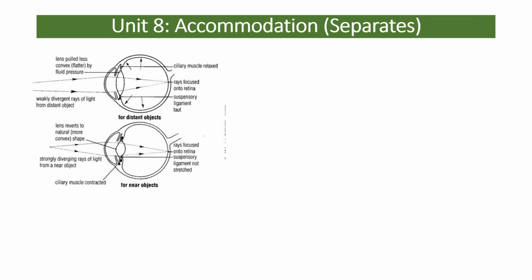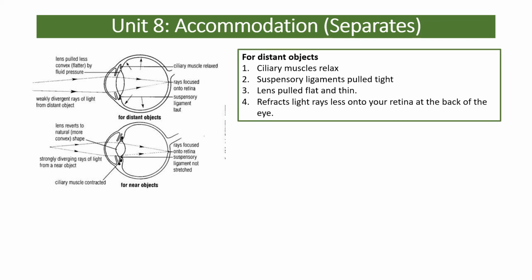So there's something called accommodation, which means how do our eyes change to look at near objects and far objects. So we start off with distant objects. You need to know these key things. So the ciliary muscles here relax.